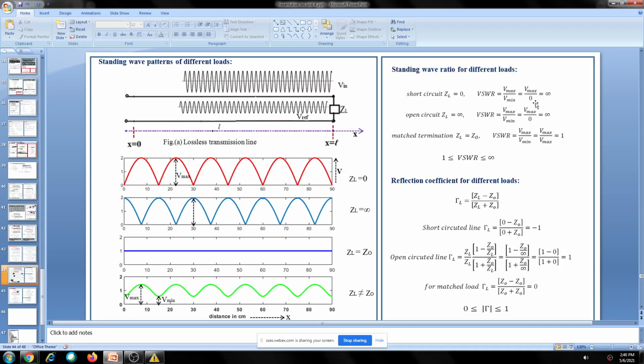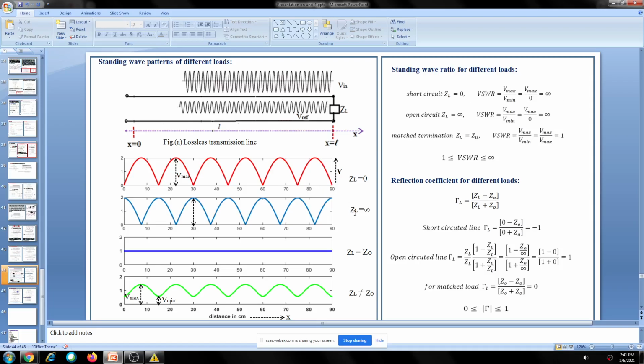V max is something, but for V minimum, with ZL equal to 0, the minima is coinciding with the 0 voltage. So you put a 0 here. So what is the value? It is infinity. So VSWR is equal to infinity for ZL equal to 0. That means it shows the entire reflection, maximum reflection. VSWR is infinity means maximum reflection.